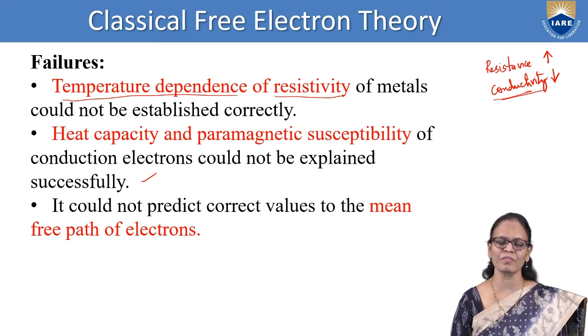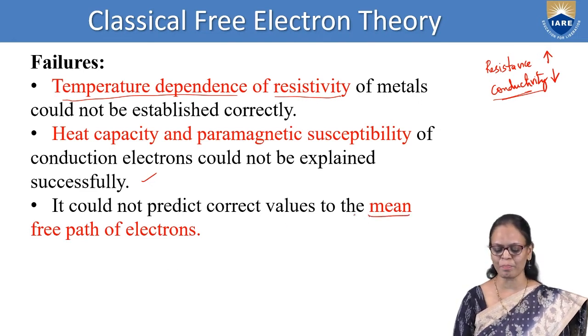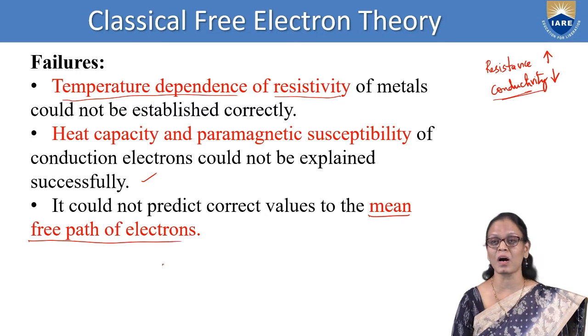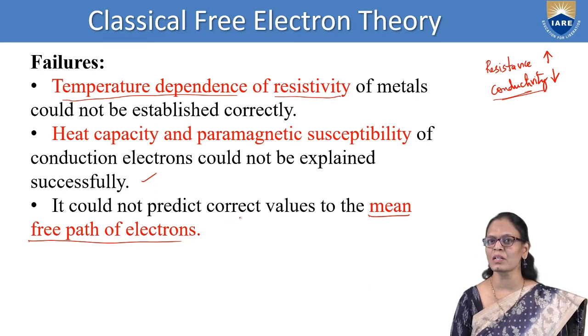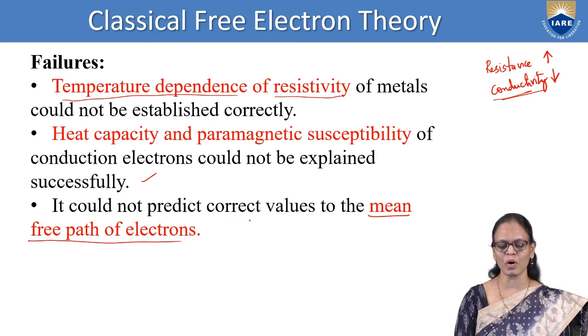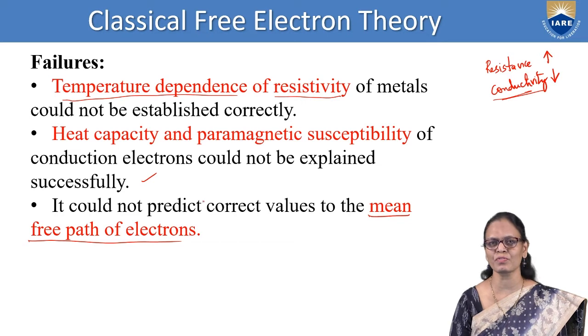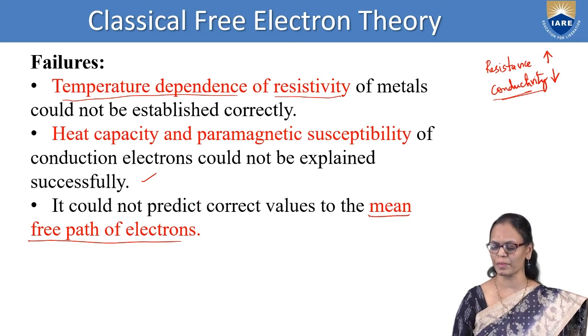Of course, later on we had the collisions, but here they have neglected the collisions. But what is the mean free path? Mean here means the average distance that is traveled by the electrons. They could not get the correct values. So all these were the failures of classical free electron theory.